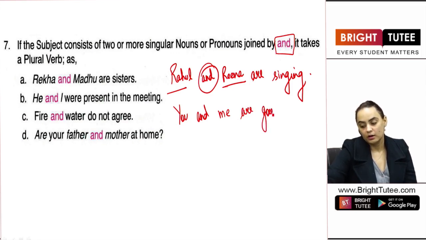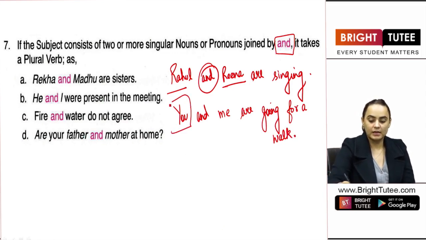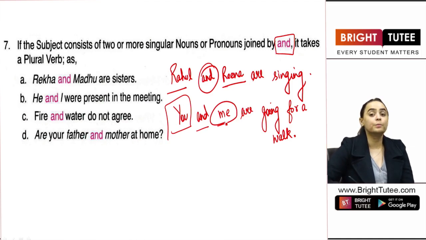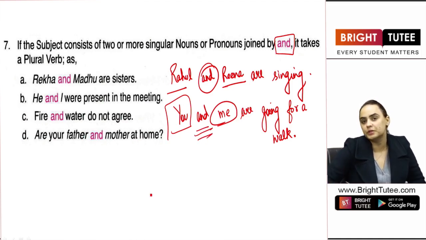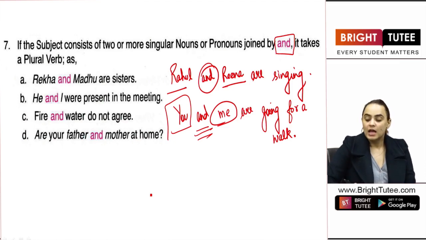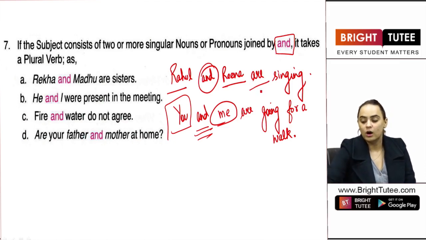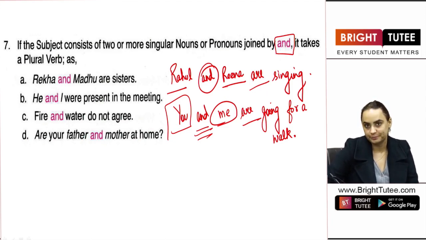Similarly, if I say, you and me are going for a walk. Again, two singular pronouns which are joined with the help of the conjunction "and." So when we join two singular nouns or two singular pronouns using the conjunction "and," in that case, the verb which is used in those sentences will always be plural.